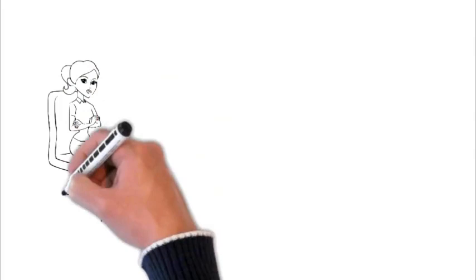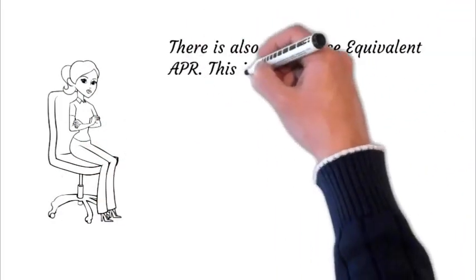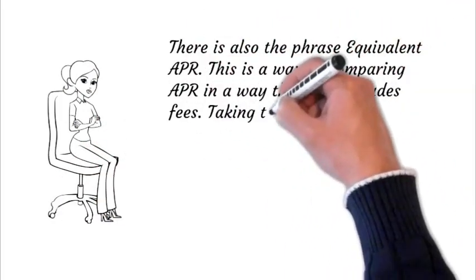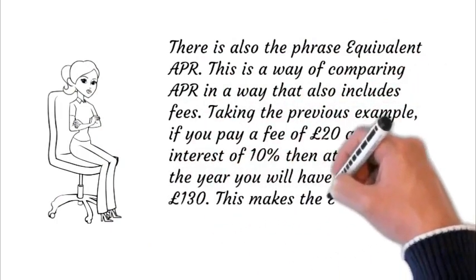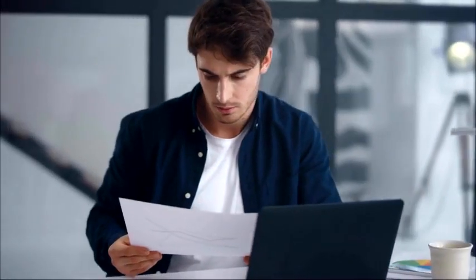If you borrow £100 at an APR of 10%, you will have to pay back £110 at the end of the year. There is also the phrase equivalent APR. This is a way of comparing APR in a way that also includes fees. Taking the previous example, if you pay a fee of £20 and interest of 10%, then at the end of the year you will have to pay £130. This makes the equivalent APR 30%.